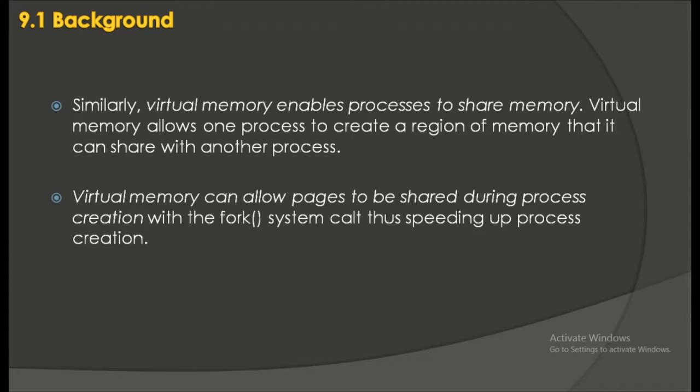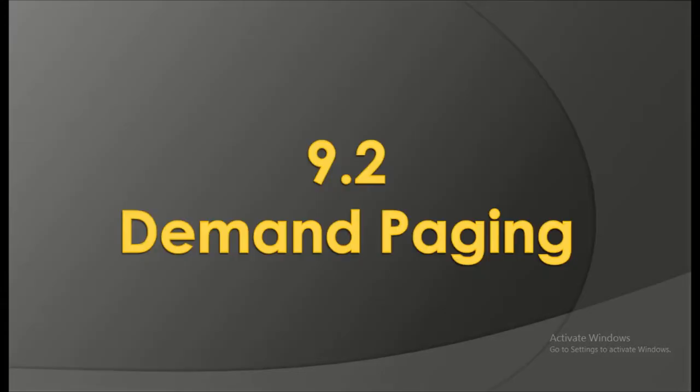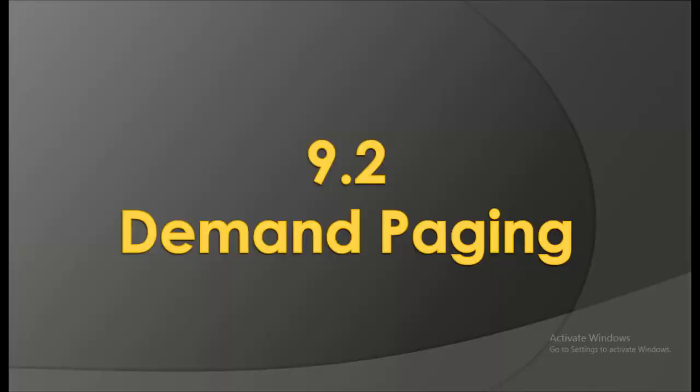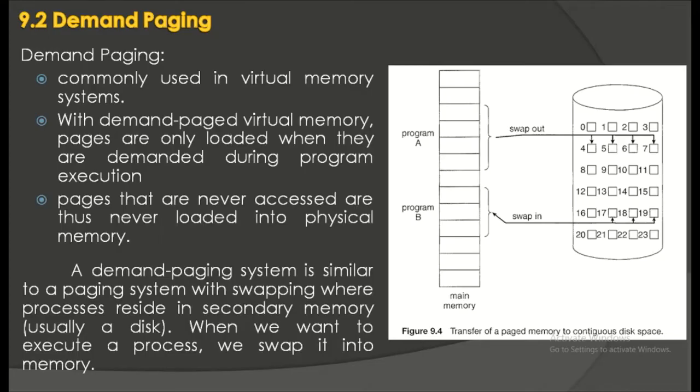In 9.2, demand paging, commonly used in virtual memory systems. With demand paged virtual memory, pages are only loaded when they are demanded during program execution. Pages that are never accessed are thus never loaded into physical memory. A demand paging system is similar to a paging system with swapping, where processes reside in secondary memory, usually a disk. When we want to execute a process, we swap it into memory.